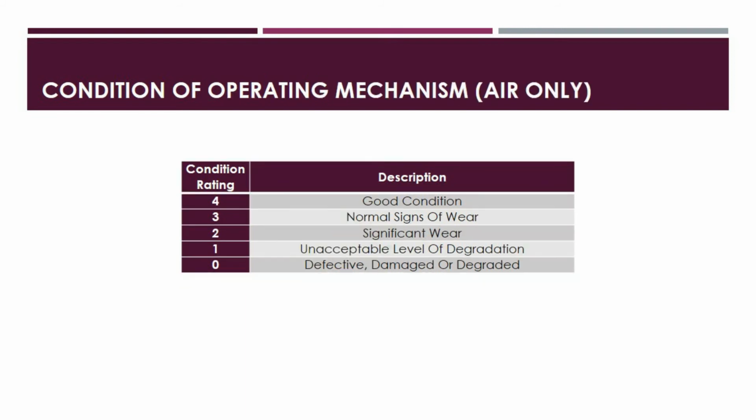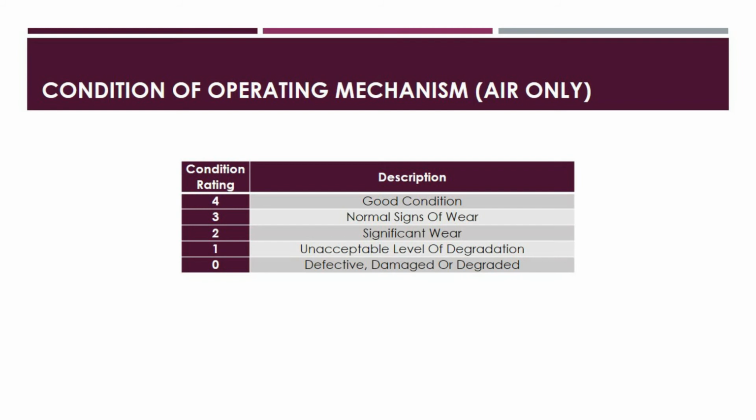And the sixth category is condition of operating mechanism, and again, it is for air type only. For a rating of 4, the operating mechanism is in good condition, no signs of overheating or deterioration, no evidence of moisture or insect ingress into the control cabinet, etc. So for a rating of 3, it means that there are normal signs of wear on the control components based on what I mentioned. And for a rating of 2, it means that there is significant wear on the control components, but it does not affect safe operations of the switchgear.